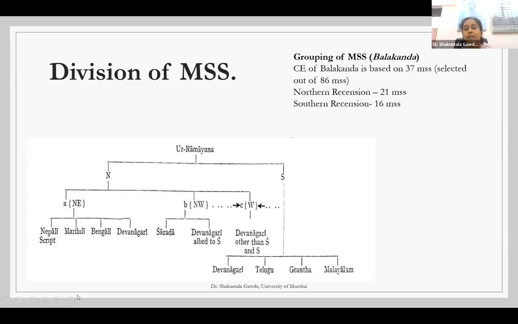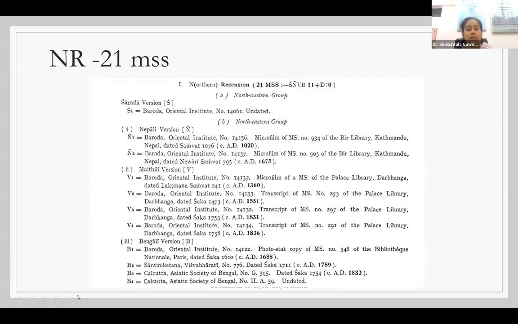For example, if we take the example of Balakanda, the critical edition of Balakanda is based on 37 manuscripts. Now they had 86 manuscripts, but 37 manuscripts were selected after scrutiny. Out of that, northern recensions had 21 manuscripts and southern recensions had 16 manuscripts. Now again, there was comparison between the northern recension and the southern recension. If there is a variant in a particular patha in the text, then which patha should be selected? Now we can see the details, how they had grouped.